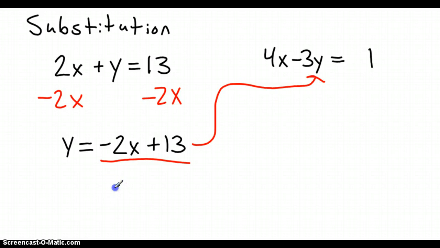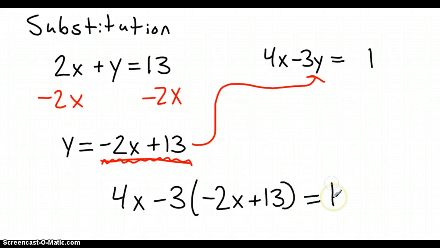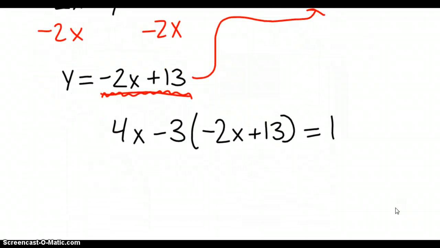So what that'll look like is this. We'll have 4x minus 3, but instead of the y, we are going to have what we said y was equal to. This is the process of substitution. So we'll put in a negative 2x plus 13, and all this is equal to 1. Once we do this substitution, you may realize that our equation only has an x in it. That was the point. Now we will be able to solve for that x variable.